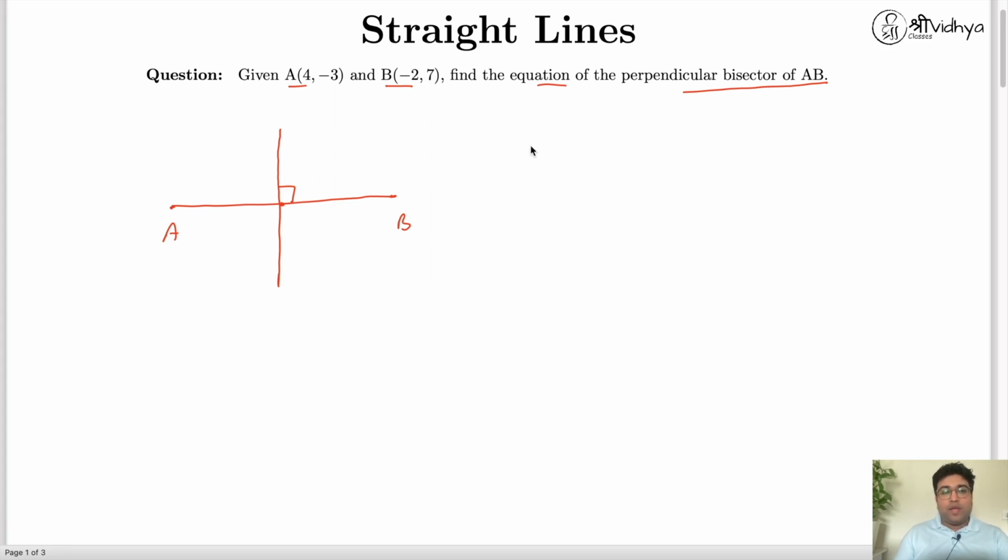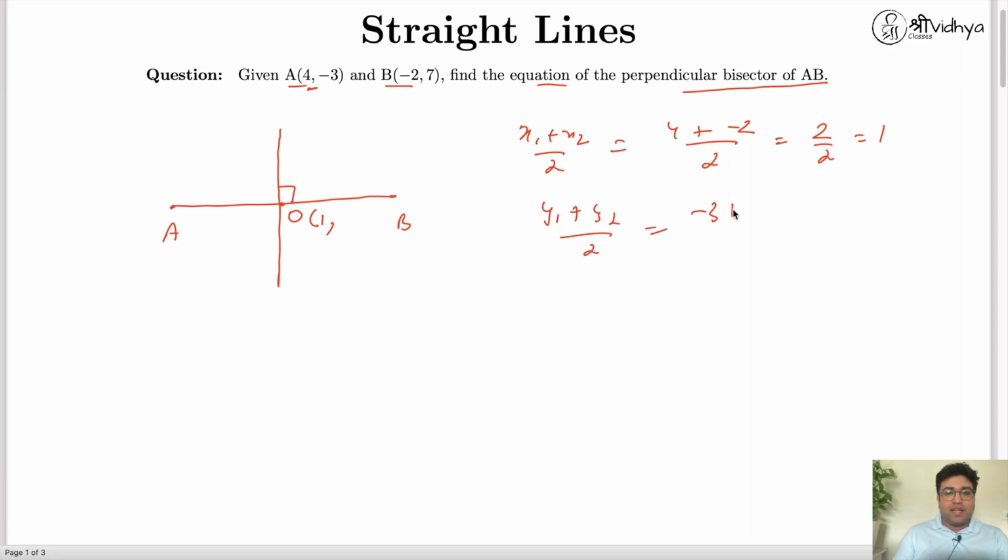So first thing, by using the midpoint formula, let us find the coordinates of this point O. The x coordinate would be (x1 plus x2) upon 2. What is our x1? It is 4 and x2 is minus 2, upon 2. That is 2 upon 2, that is 1. So the x coordinate of this point O is 1. And similarly, what would be the y coordinate? (y1 plus y2) upon 2, that is (minus 3 plus 7) upon 2, 4 upon 2, that is 2. So the y coordinate is 2. So now we have the coordinates of this point O.